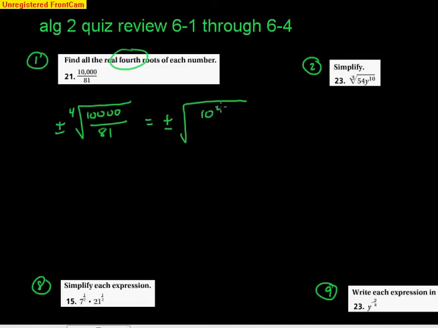10,000 is 10 to the fourth. 81 is a little bit tougher, but you don't have to go very far. Is it 2 to the fourth? No, that's 16. Is it 3 to the fourth? Yes, it's 3 to the fourth. So inside this fourth root, I have 10 to the fourth and 3 to the fourth, so therefore the answer is plus or minus 10 thirds. The 10 and 3 come out, nothing's left inside. Done.